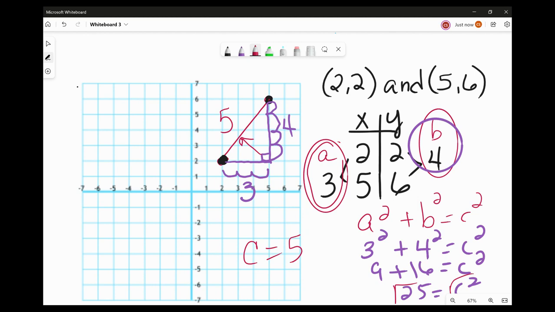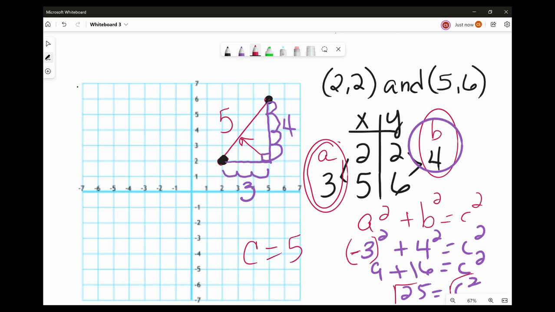The only thing I'm going to caution you is if you end up getting a negative sign, make sure you don't put a side length of negative. If you do, negative 3 squared would still be 9. But the side lengths, if you want to think about it, we're talking distance.